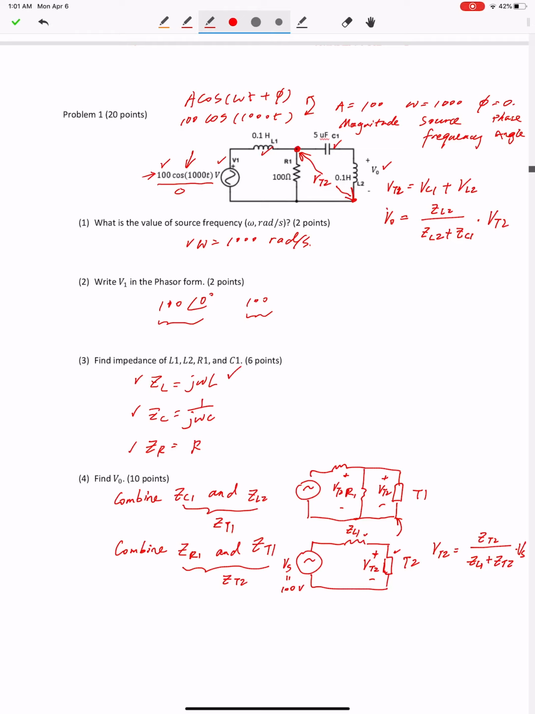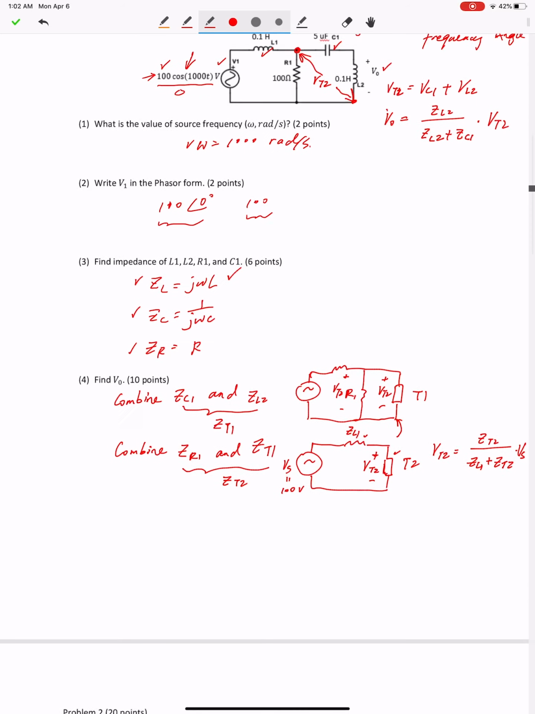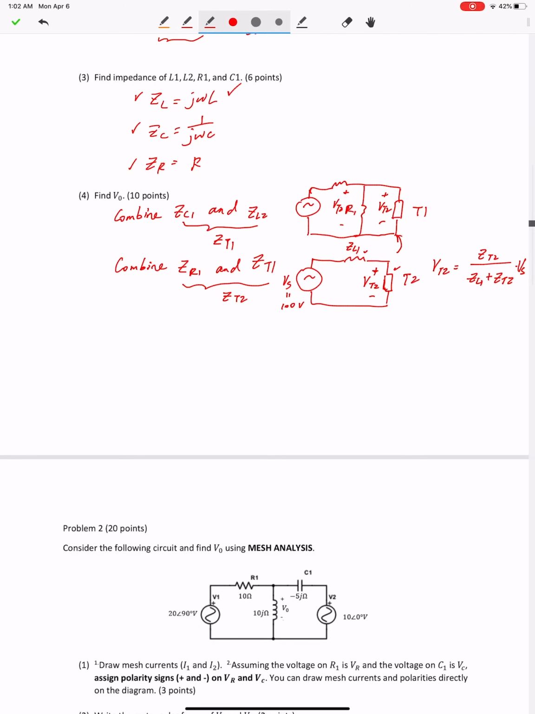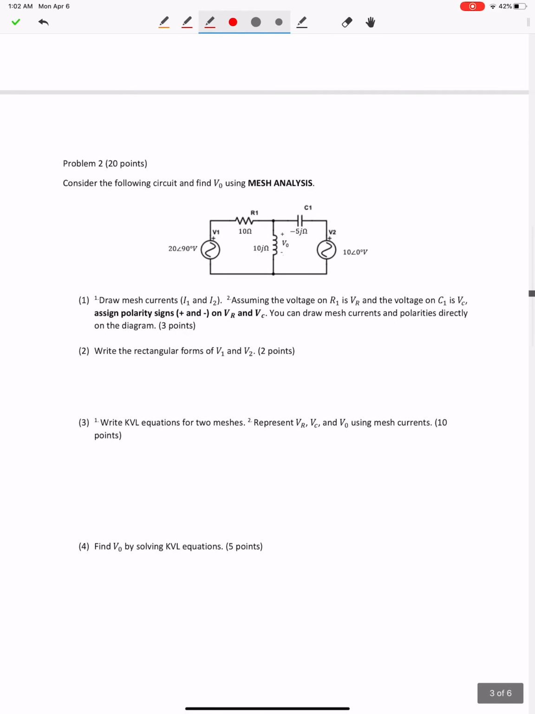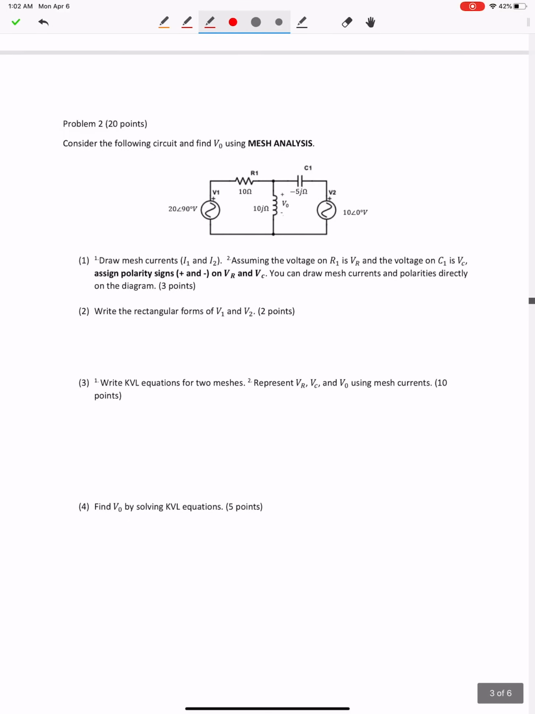You can also use other methods. For instance, you can use nodal analysis or mesh analysis, right? Because after you convert all components into impedance, all DC analysis methods are feasible. But I think the method I show here may be the easiest one because I don't need to do so many calculations.